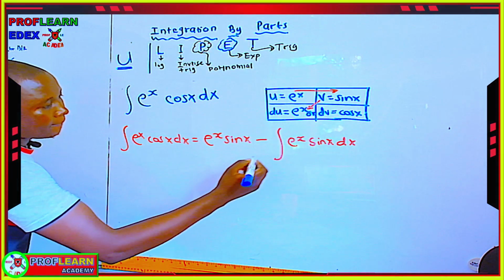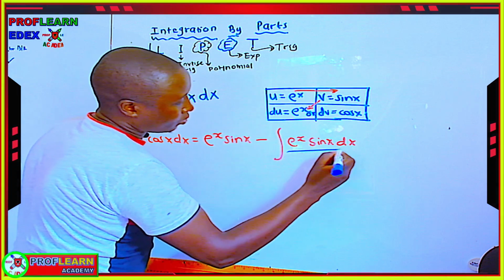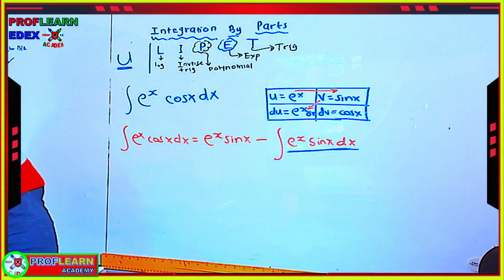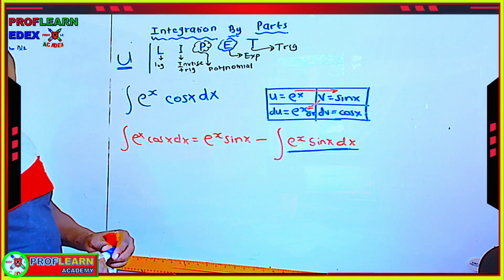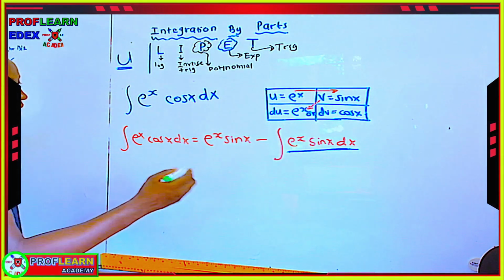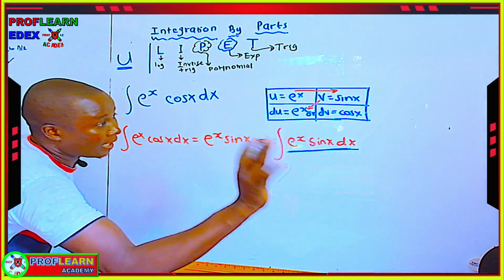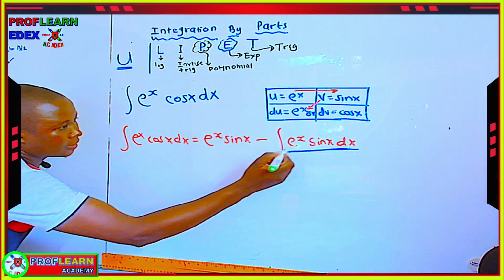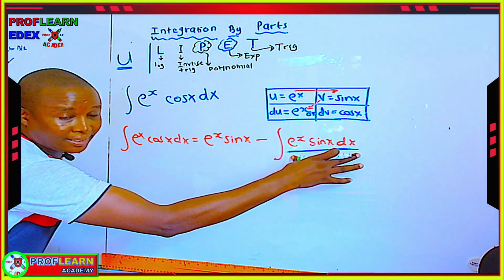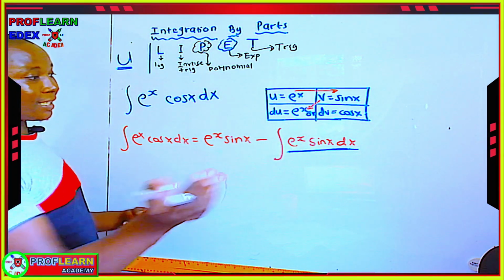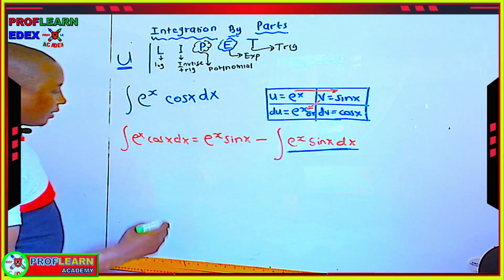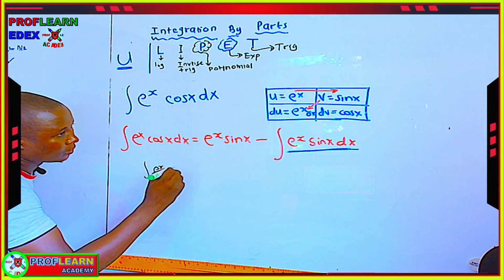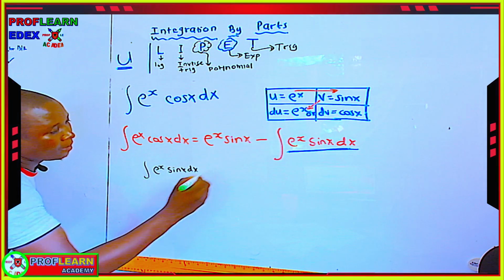Then again, you can see the integral that we are having at this point cannot be performed by any other method other than integration by parts. So we are going again to perform this integral alone without looking at the rest. Let's perform this one integral by parts again so that we can replace the answer that we shall have here. And that's going to be the integral of e^x sin x dx.